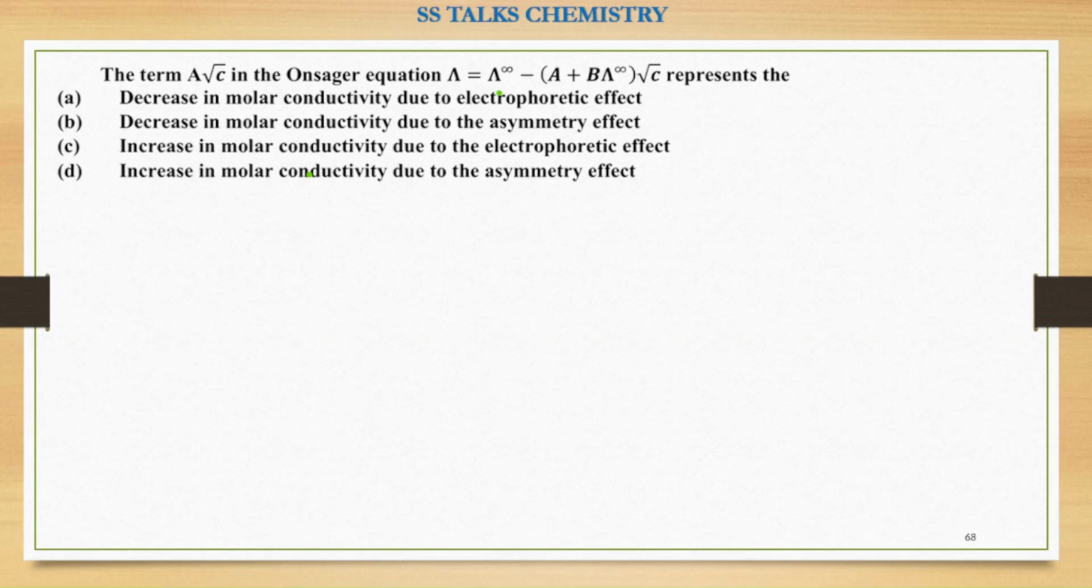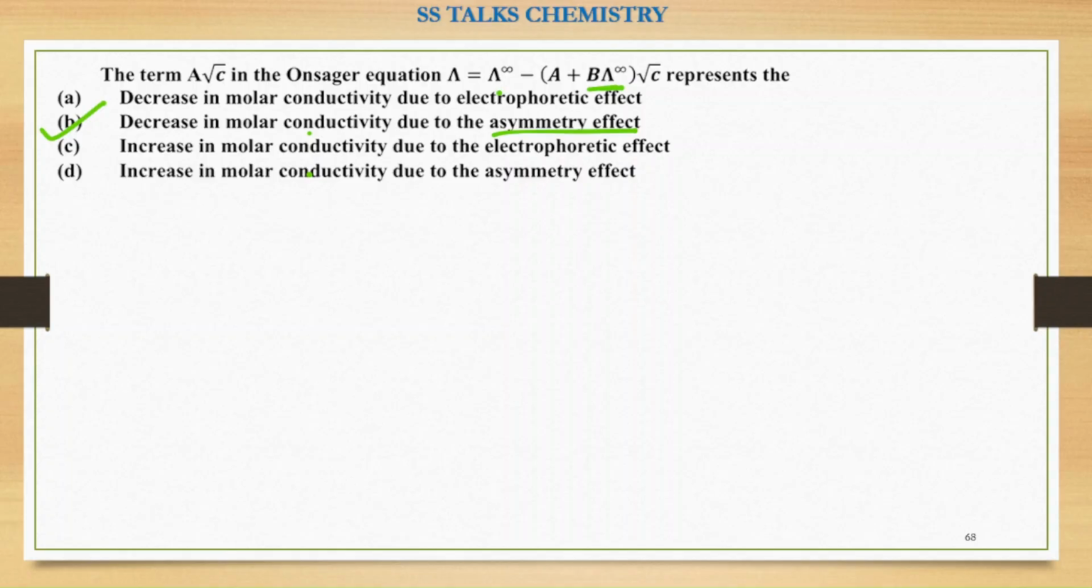Okay, so the term A under root of C that you are having is because of this asymmetric effect, the decrease in molar conductivity due to the asymmetric effect, whereas B into the root of C is for the electrophoretic effect. So B is going to be the correct answer in this.